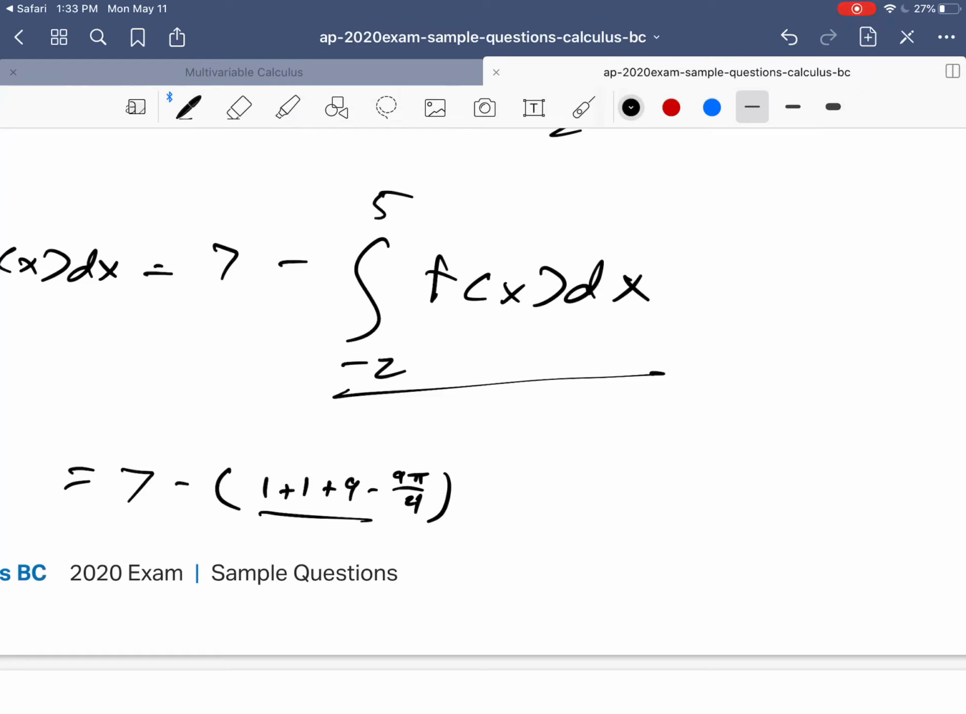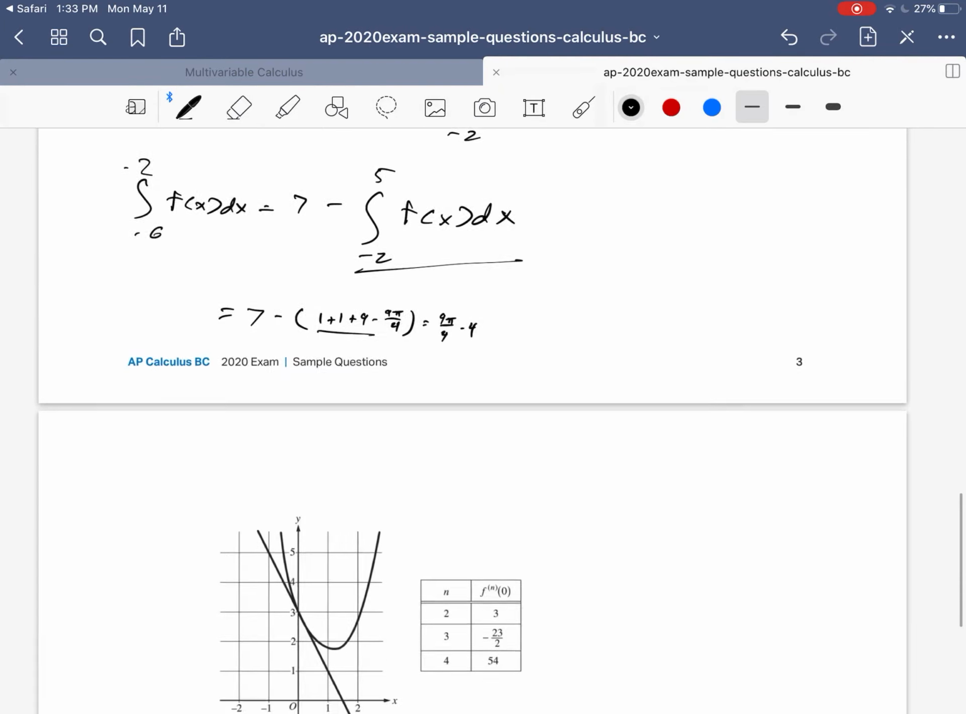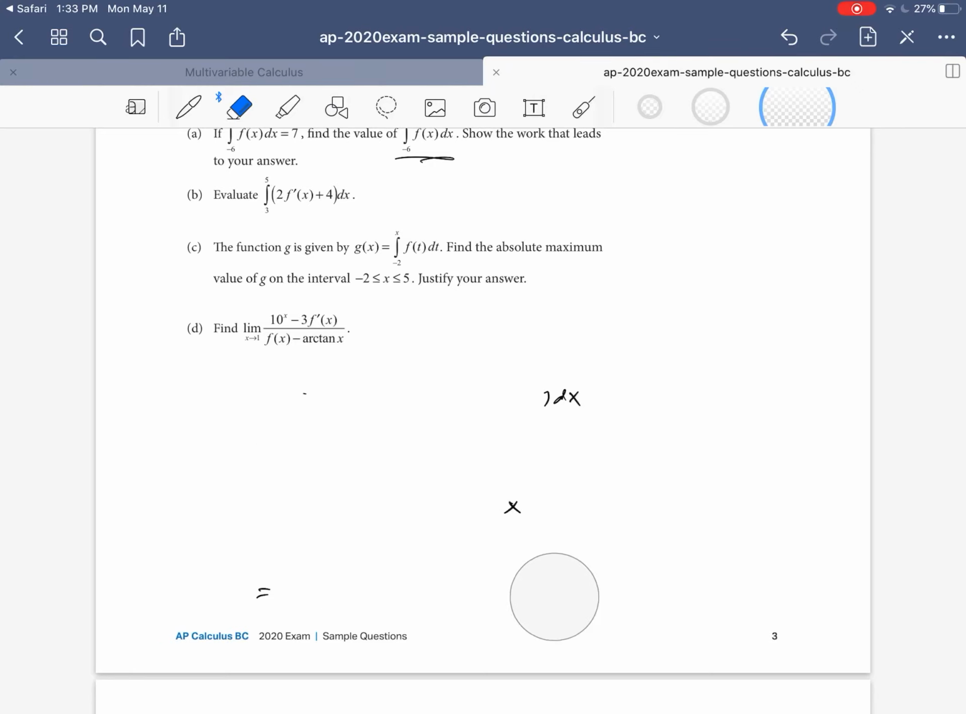Okay, so that's going to give us an 11 here. 7 minus 11 is a negative 4. And then we have minus a negative 9 pi over 4. So we're going to get 9 pi over 4 minus 4. And that's going to be our answer for A. Hopefully I didn't butcher that too bad.